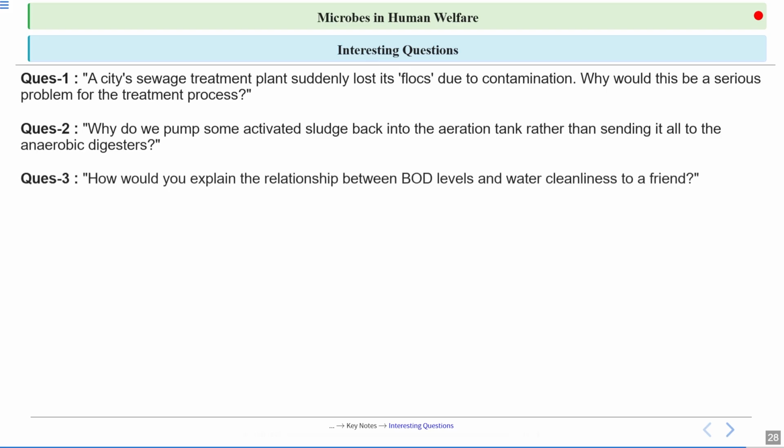Next question: how would you explain the relationship between BOD levels and water cleanliness to a friend? Is there any relationship between BOD levels and the cleanliness of the water? Are the two related? Okay, so these are the questions. You have to critically analyze them. This will enhance your critical thinking ability as well.